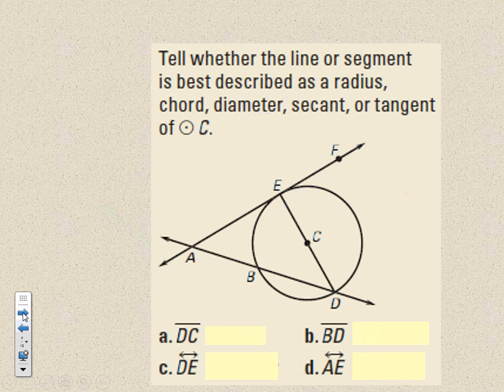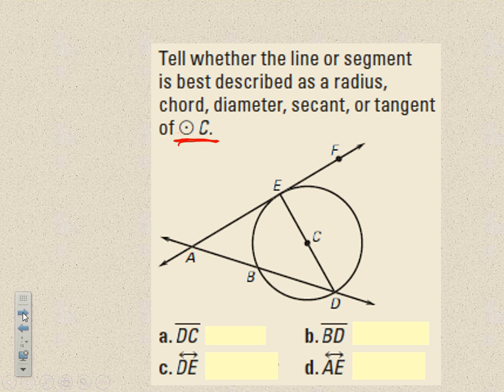Now I have this example. You can write it down if you want. It's not part of your guided notes, so you don't have to have it. But we're just going to go through and make sure we can identify these things. We're going to tell whether the line or segment is best described as a radius, chord, diameter, secant, or tangent of circle C. That's what this represents right here. This means circle C. C is the center, so that's why we call it C.